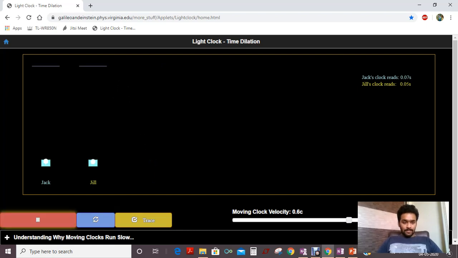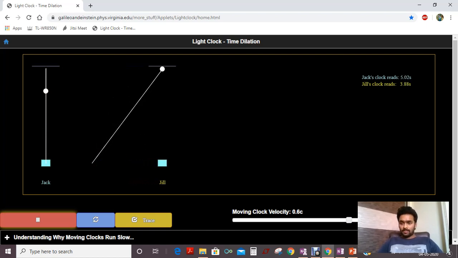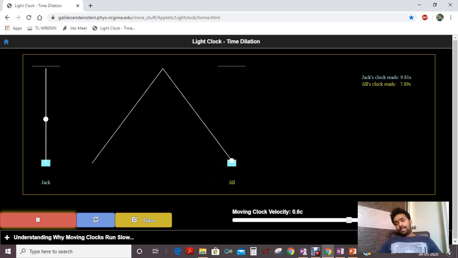and I see, it's a very good animation I found on the internet. You can also have it if you want. So if you see here, Jack's clock is faster and Jill's clock is slower. And how much slower is it? As I said before, gamma times.